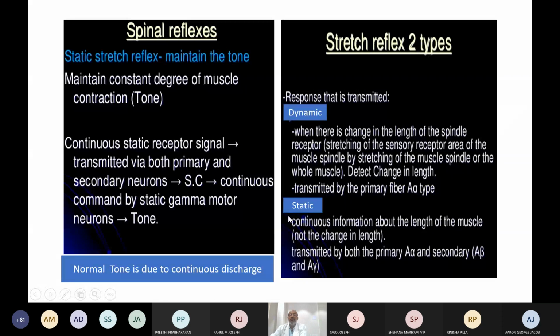Then static. Static is continuous information about the length of the muscle. That is not a change in the length of the muscle, and it is transmitted by both primary A alpha and secondary A beta and A gamma fibers. Understood? A alpha as well as A beta and A gamma fibers.